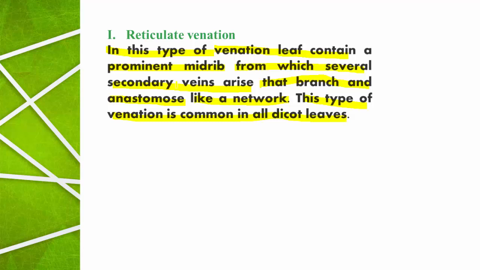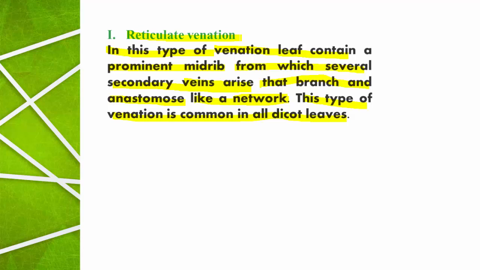This type of venation is common in all the dicot leaves. So the midrib is present as a prominent structure in the center. From the midrib, the secondary veins arise, and from the secondary veins, the small veinlets arise. They form a network-like structure. That type of venation is called reticulate venation. And reticulate venation is the character of all the dicot leaves.